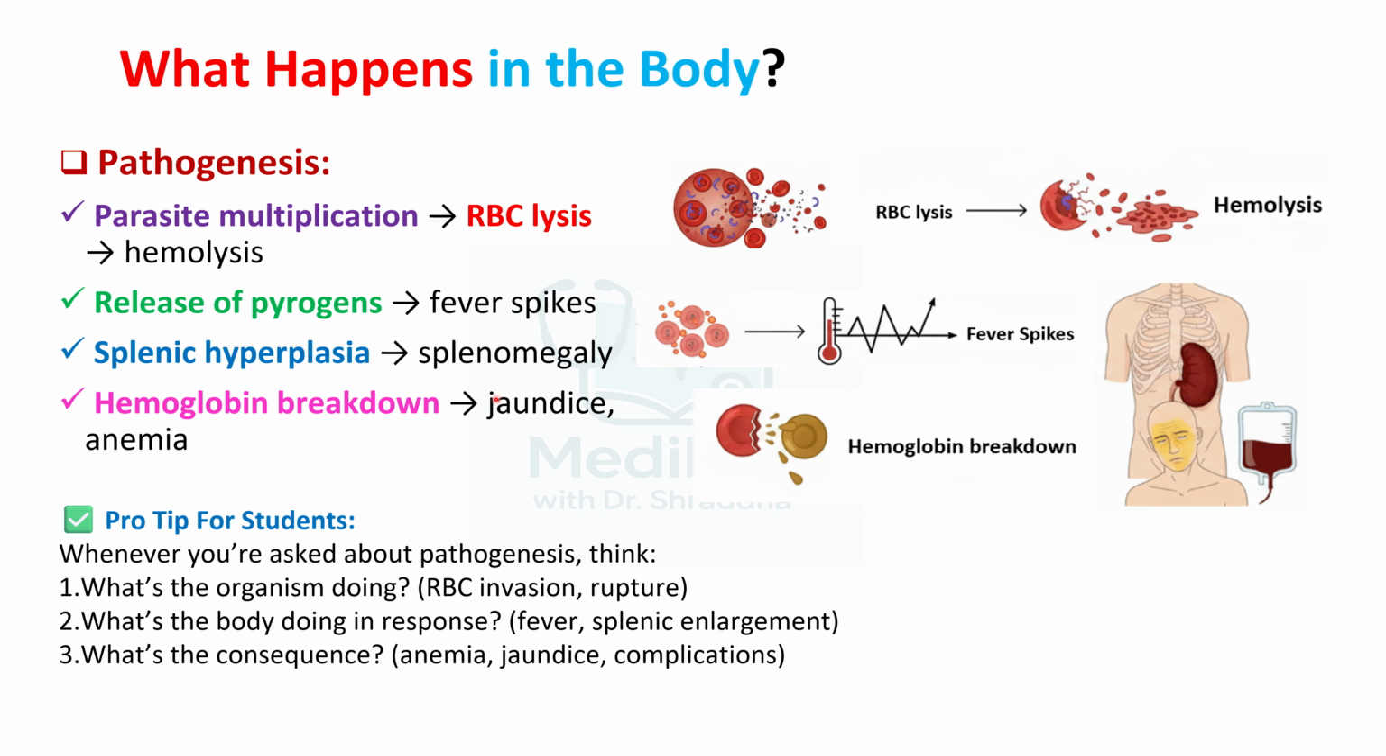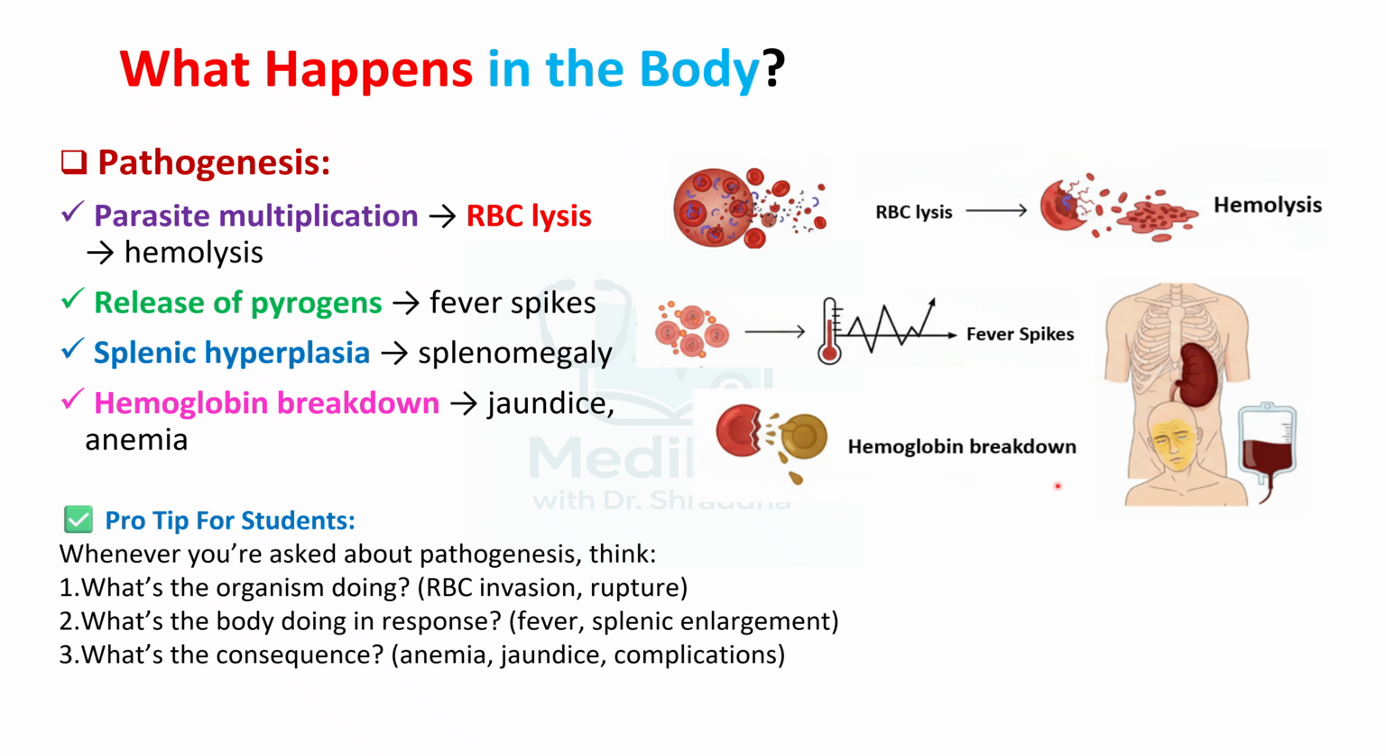Next is hemoglobin breakdown, leading to jaundice and anemia. When RBCs rupture, hemoglobin is released. Our body breaks it down into bilirubin, which leads to jaundice, yellowing of the eyes and skin. Also, because so many RBCs are being destroyed and not replaced quickly enough, the patient develops anemia. So fatigue, pallor and jaundice in a malaria patient are not random. They are direct consequences of this hemolysis.